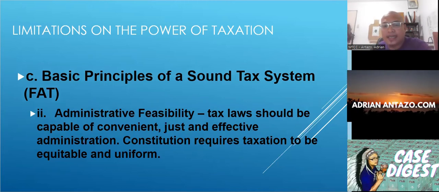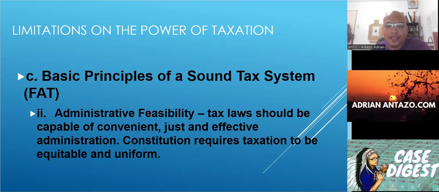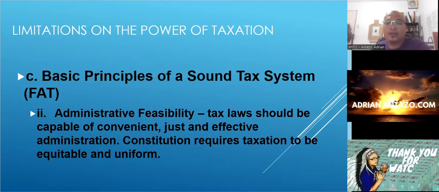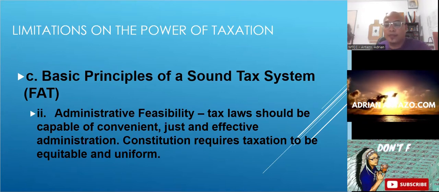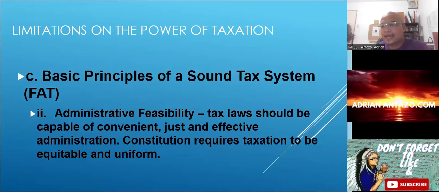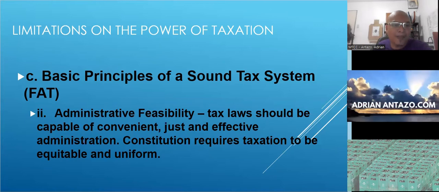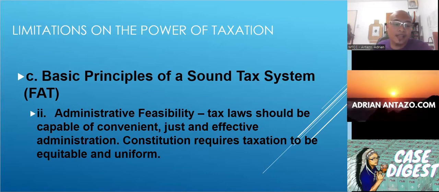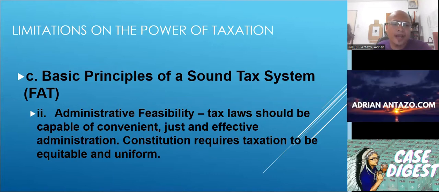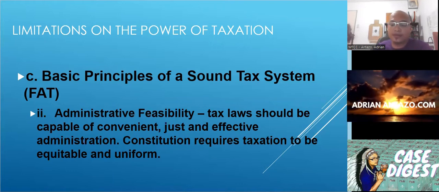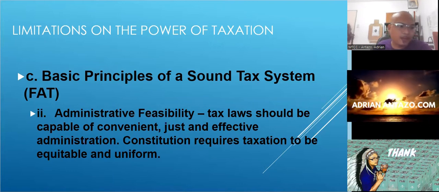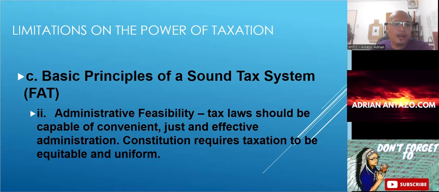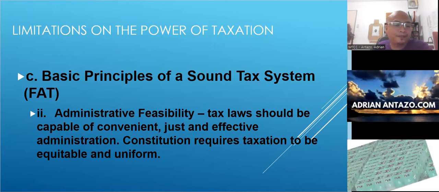Administrative feasibility: the tax law should be capable of convenient, just, and effective administration. The Constitution requires taxes to be equitable and uniform. So ngayon, because of nare-realize na ng gobyerno na medyo wag na nating papilahin yung mga nagbabayad ng tax, pwede nang magbayad ng tax ngayon online. But before that, dati hindi ka nakakapagbayad ng tax online. But ngayon pwede na, because this is one of the effects of the pandemic, na-consider na ng gobyerno na sige, let's open our options dyan sa mga online payments na yan.